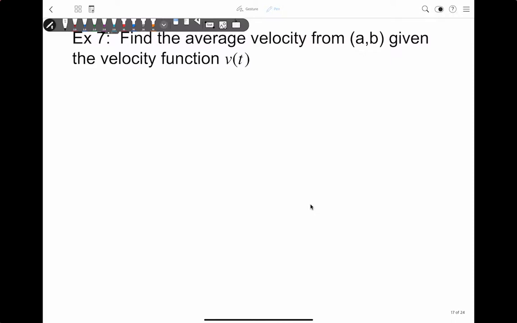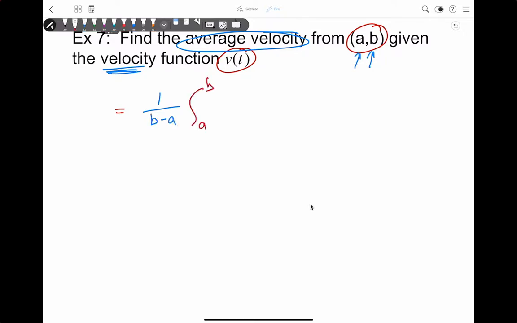All right, so find the average value from a to b given the velocity function v of t. Okay, so this one is just generically asking, what would you do given the velocity and an a and b interval? So we're going to go back to the average value function. So the average value, we want to know of the velocity. So we know it's 1 over b minus a. And since there aren't any numbers here, we're just going to write what they give us. Okay, we're going to multiply it with the integral from a to b.